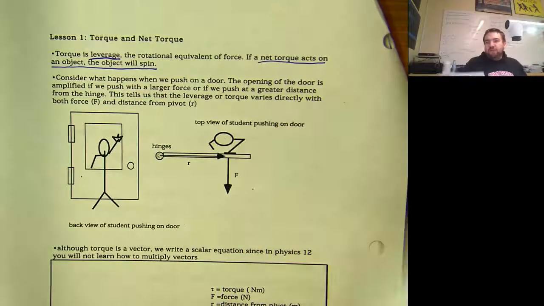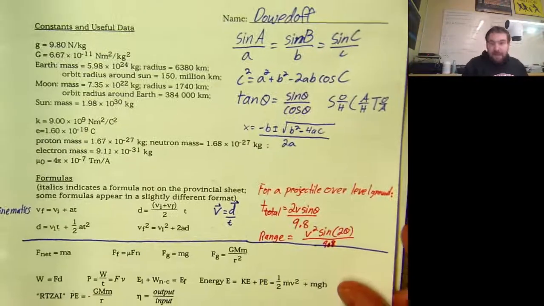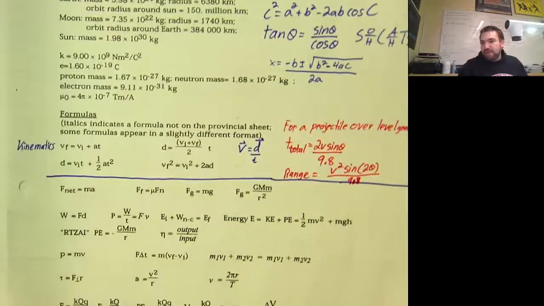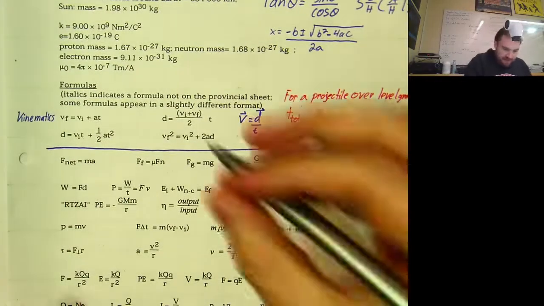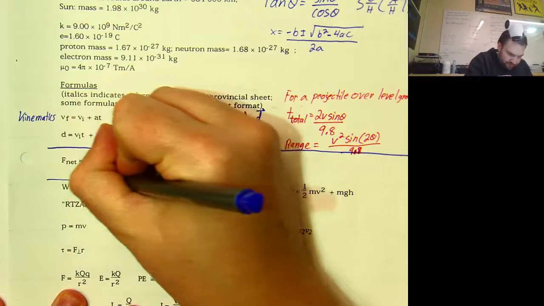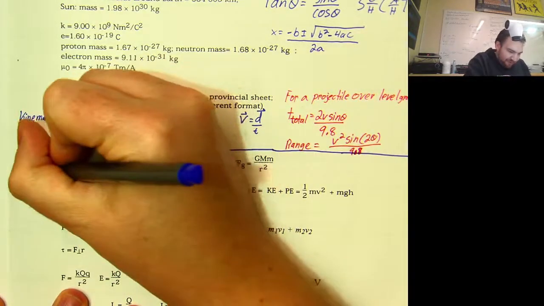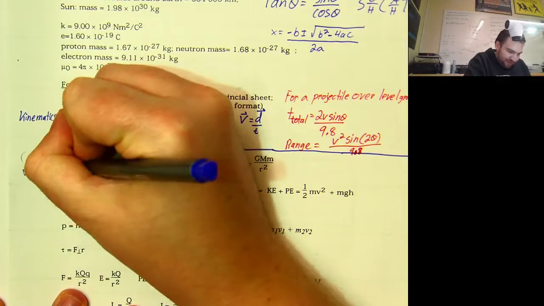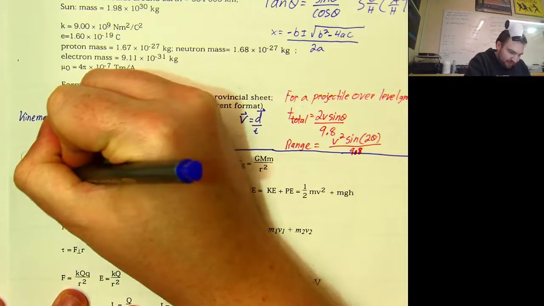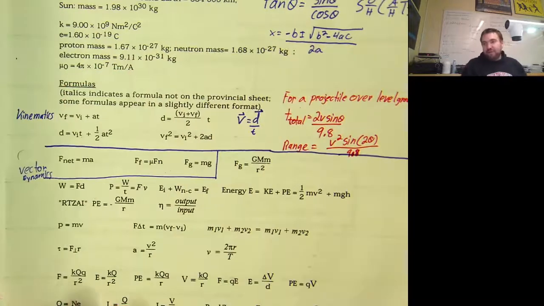I want to take a look at the formula sheet here for a second. It's organized relatively nicely. These here are the vector dynamics equations on your formula sheet. You were introduced to them in grade 11, which is why I didn't really highlight them. You shouldn't need a formula sheet for these three, but here they are.